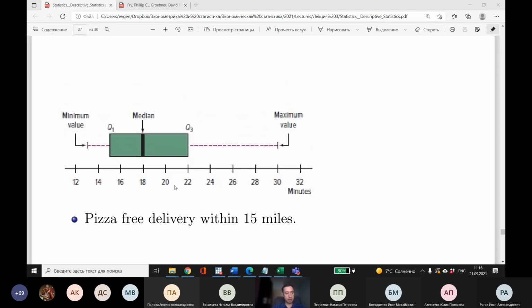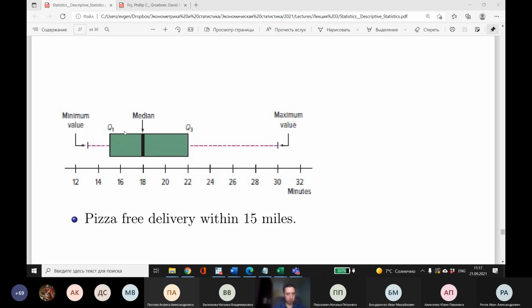And how to interpret a box plot? Imagine that we have a data set, and this data set reflects delivery time of pizza within a given time period. We use boxplot to describe this data set. We see that the median delivery time is close to 18 minutes. This is the median. It is a line in the middle of our box.